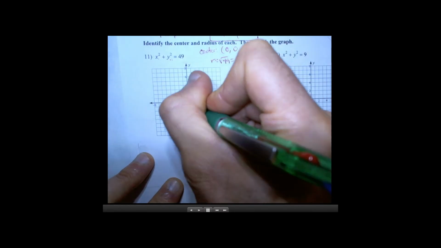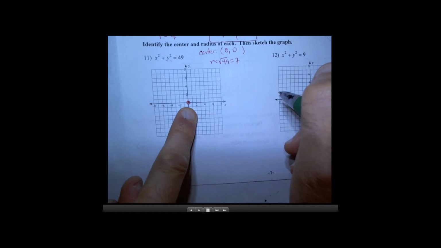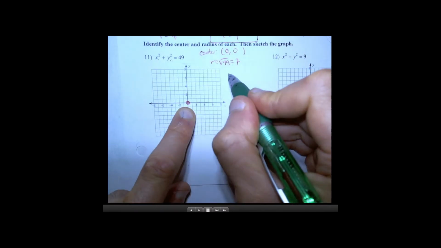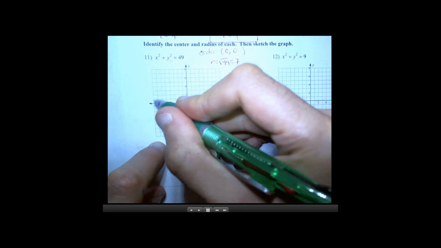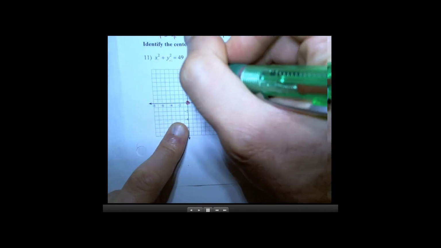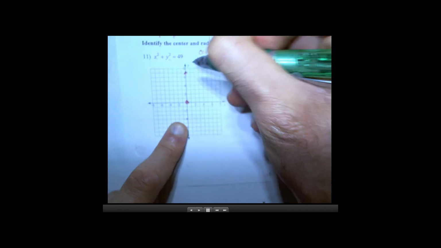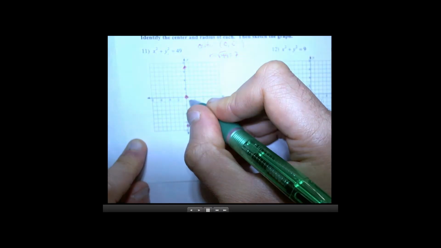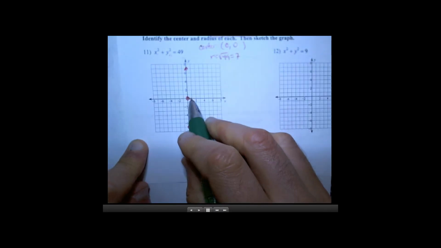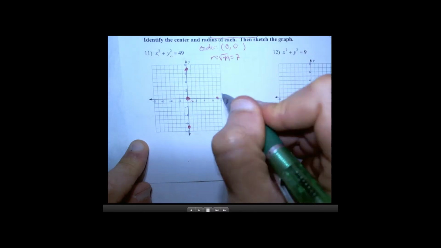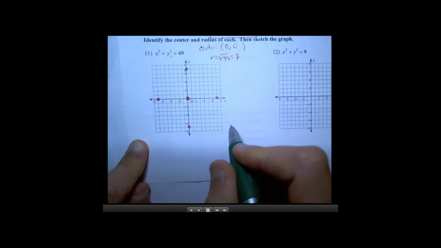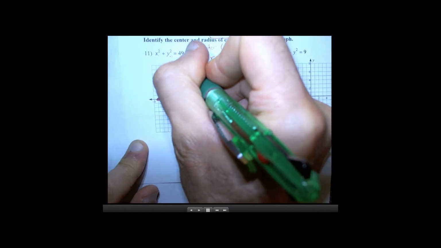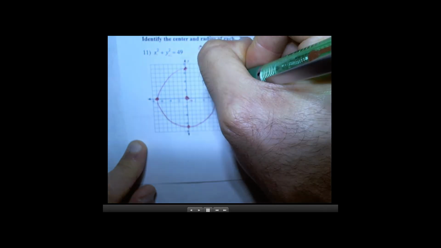So let's graph this. Go ahead and put a big center here at 0, 0. And our radius is 7, which means it's going to be 7 in every direction. We don't have compasses, so let's just do it the best we can. We'll go up 7, down 7, 7 to the right, and 7 to the left. That's the best we can do without a compass. Then just try to connect it with a circle. You can do it all at once, or I try to do it in 4 arcs.